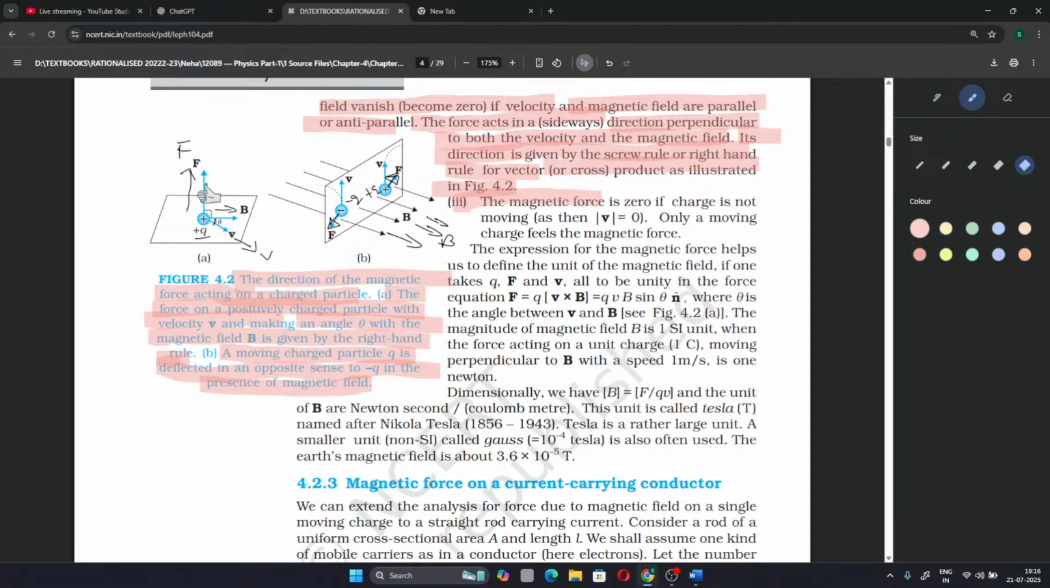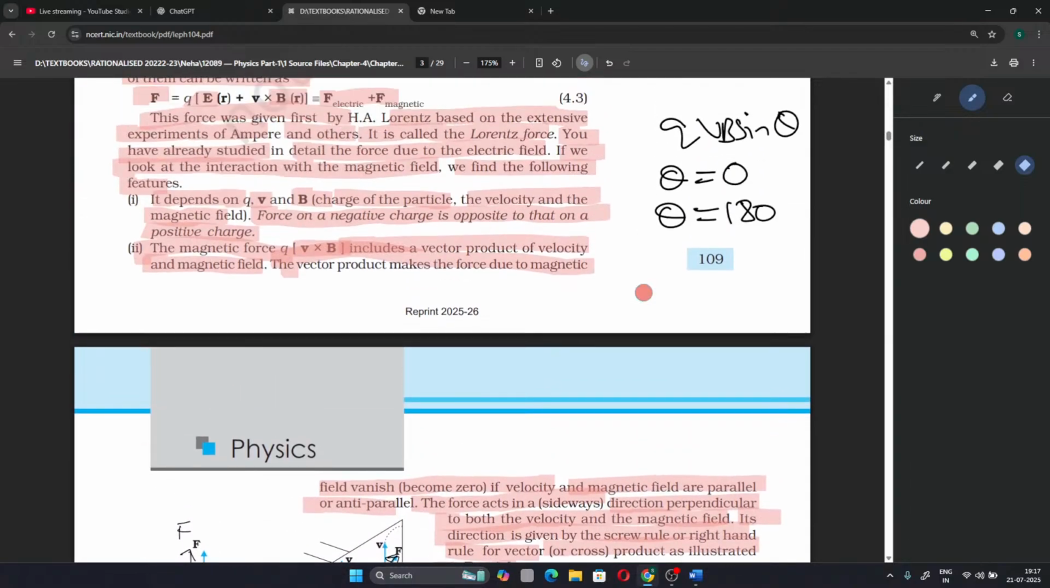Third point, the magnetic force is zero if the charge is not moving, as the magnitude of velocity is zero. Only a moving charge bears the magnetic force. Let's read the features again. They are talking about the features of the magnetic force, or the interaction of the particle with the magnetic field. The main features: this force depends on the charge, velocity and magnetic field experienced by the particle, and the force on a negative charge is opposite to that on a positive charge, direction-wise.